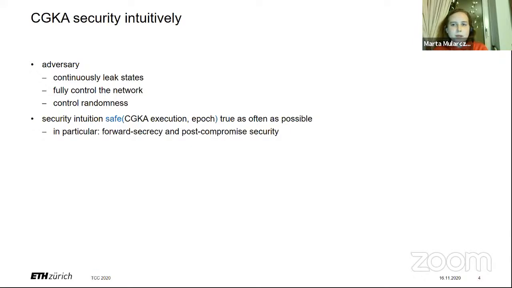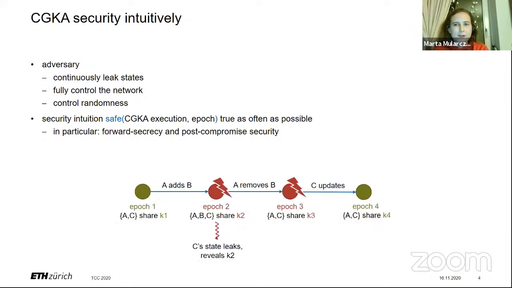To be a bit more concrete, I have an example. Say Cindy's state leaks in epoch 2. This inherently creates some window of compromise, but for forward secrecy, we want that past epochs, like epoch 1, are not affected. And for post-compromise security, we want that if Cindy goes online, sends an update message, and updates her state, then security is restored. So this is post-compromise security.